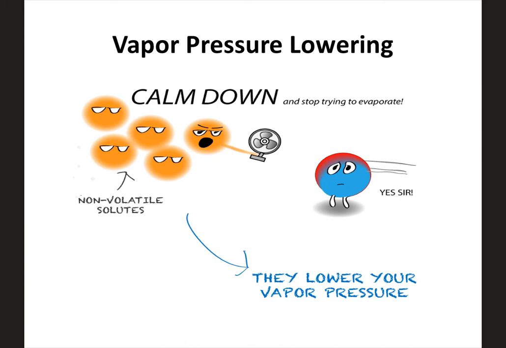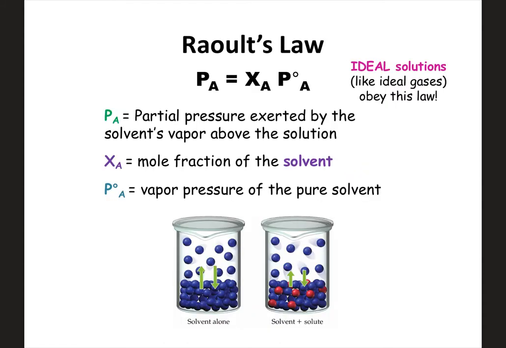This is just a funny slide where you can see the non-volatile solutes telling the solvent particles to calm down and stop trying to evaporate, because basically those solutes are going to lower your vapor pressure and prevent those solvent particles from entering the gas phase, which would create that lower vapor pressure. So again, anytime you're adding a solute to a solvent, the vapor pressure of the solvent is going to be lowered. This brings us to Raoult's law.